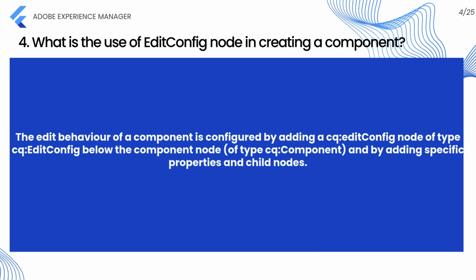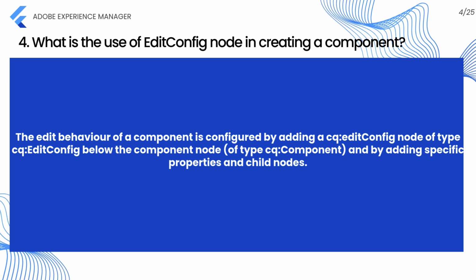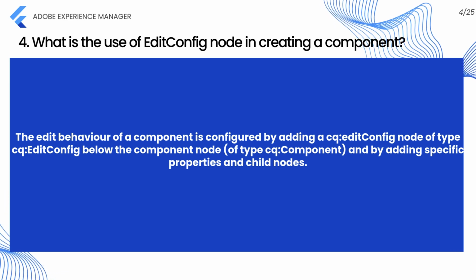What is the use of edit config node in creating a component? The edit behavior of a component is configured by adding a cq:editConfig node of type cq:EditConfig below the component node of type cq:Component, and by adding specific properties in child nodes.